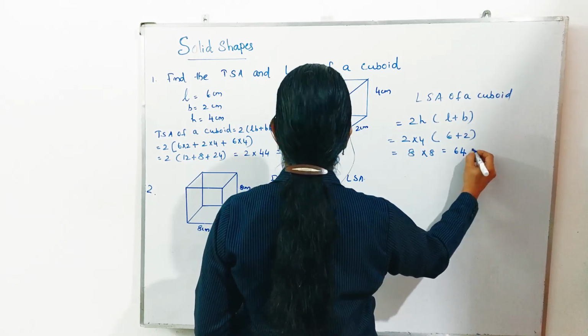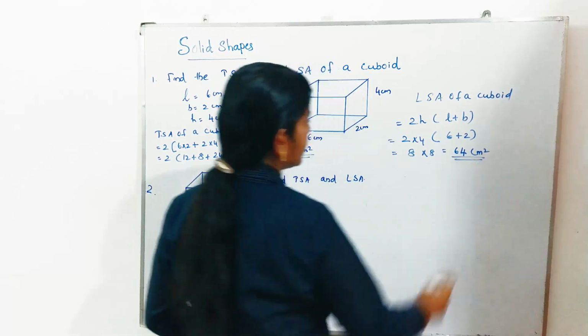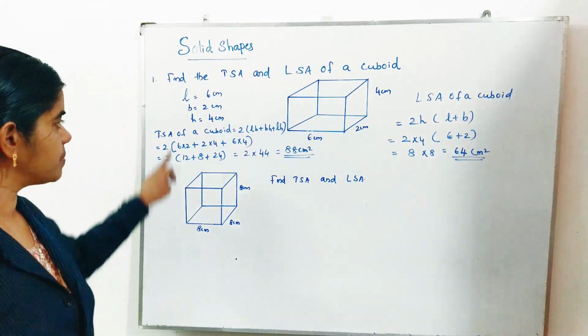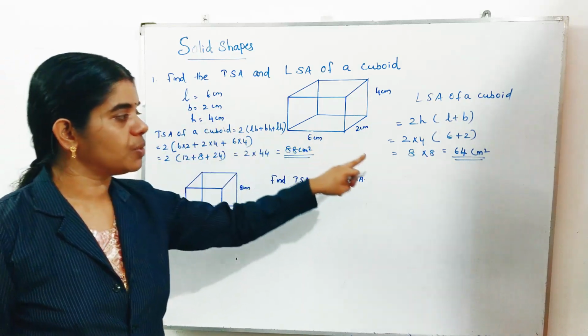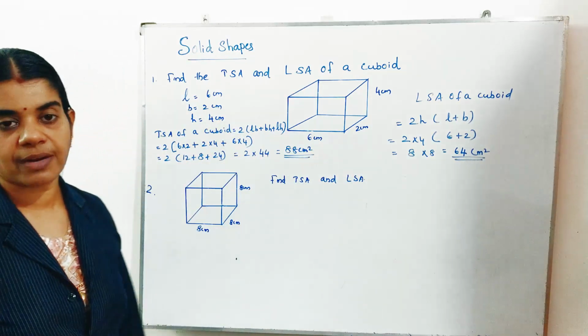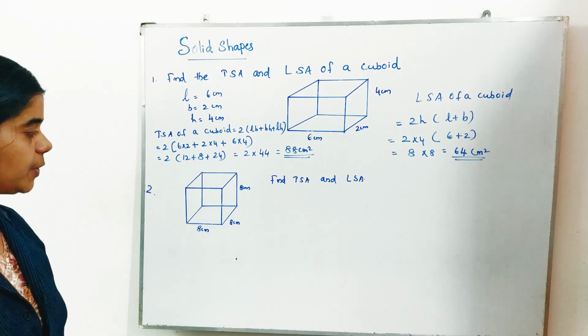Therefore 64 centimeters square will be the lateral surface area. 2H means 2 into 4, 8. L plus B, that also 8. Then 8 into 8, that is 64 centimeters square will be the lateral surface area of the cuboid.